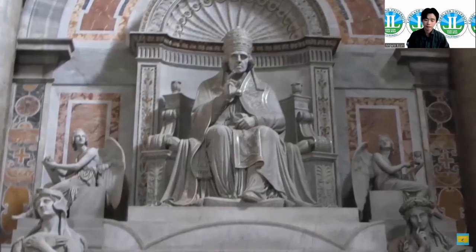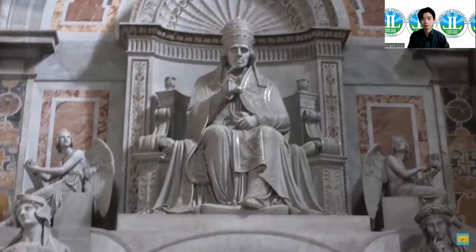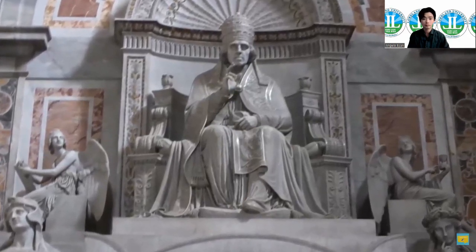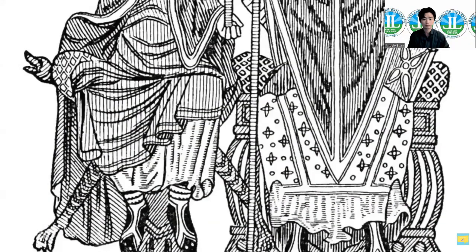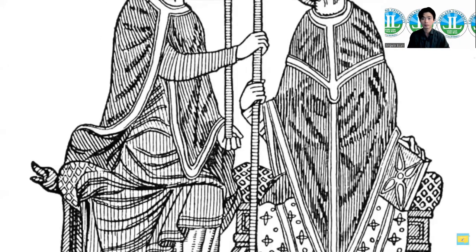The Pope was the head of the Catholic Church and had more power than any king or queen of medieval Europe. For example, even the Holy Roman Emperor, Henry IV, had to beg the Pope for forgiveness in the snow for 3 days after a disagreement.